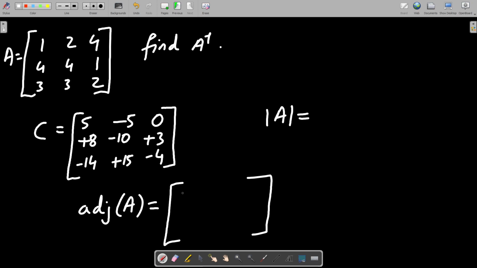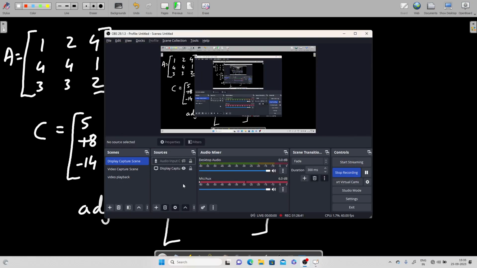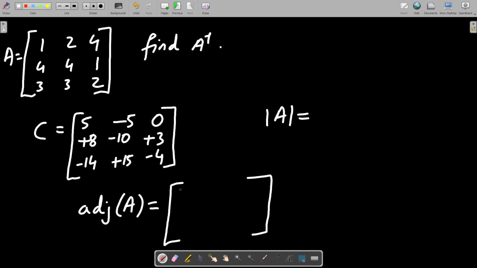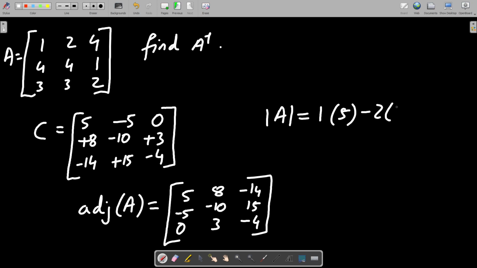Correct, this thing is... anybody completed this much part? Correct, this is 5 minus 5, 0, 8 minus 10, 3, minus 14, plus 15, minus 4. Okay? So this determinant is going to be 1 into 5, minus 2 into 5. That's going to give you minus 5.